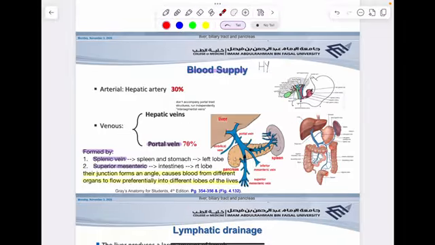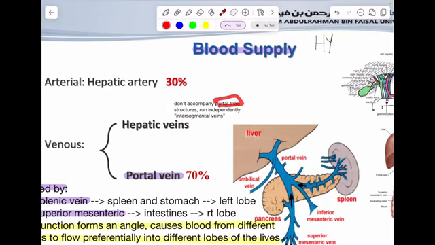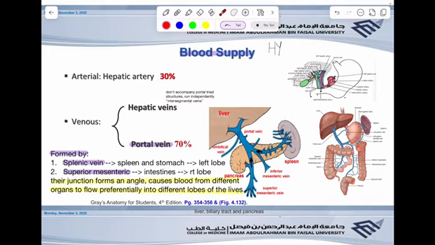For blood supply, arterial is going to be from the hepatic artery, 30%, as we said at the beginning. Venous supply is going to be from the hepatic veins and the portal veins, but here we care more about the portal veins. It's going to be 70%. The hepatic veins don't actually accompany the portal triad structures, and they run independently, which is why they're also referred to as intersegmental veins. Let's go back to the portal vein.